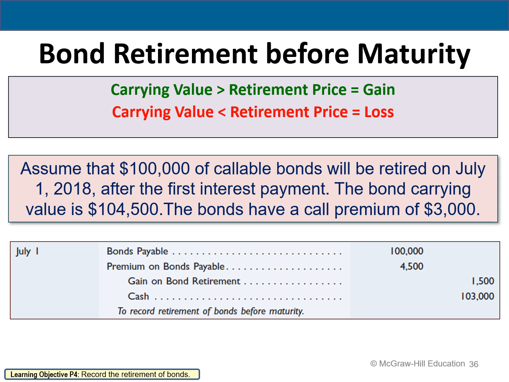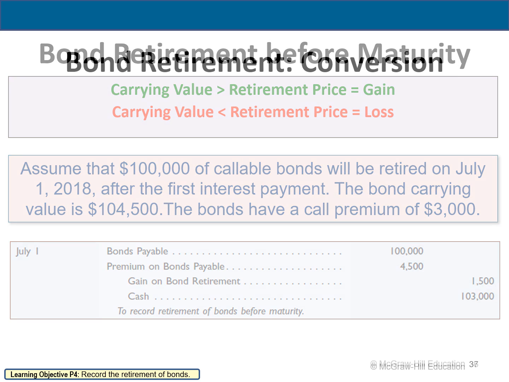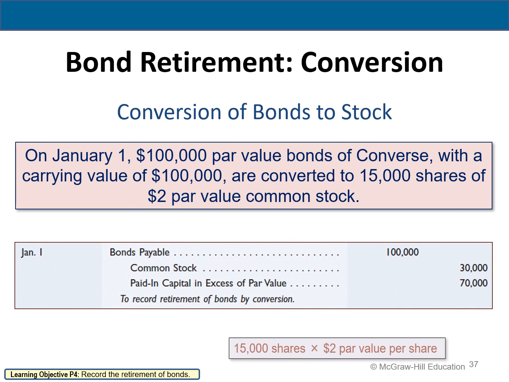And then in the second case, when they purchase them back on the open market, it's pretty unlikely that they'll pay a price that equals exactly their carrying value. And so when that difference exists, the difference between the bond's carrying value and the amount paid is just gain or loss. Okay. All right, so bond retirement.